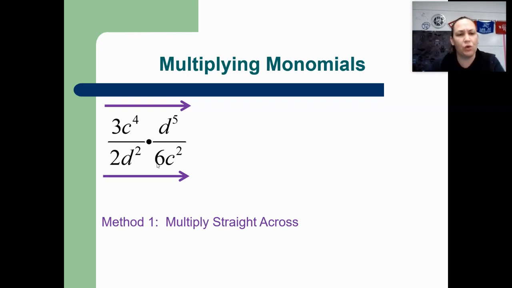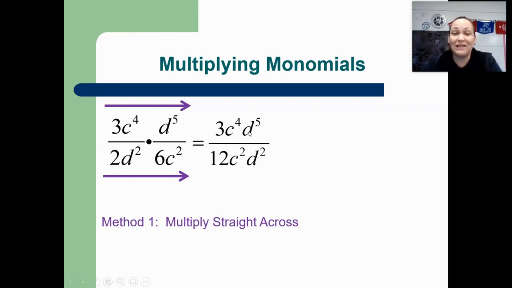I'm also going to switch the order of the letters because I like it when they're in alphabetical order. I also like it when they stay consistent. So on the top, I had a C and then a D. So I kind of want to write that on the bottom as well. C followed by D.